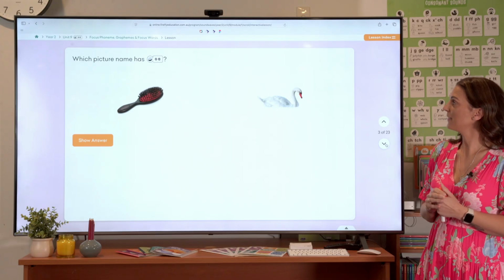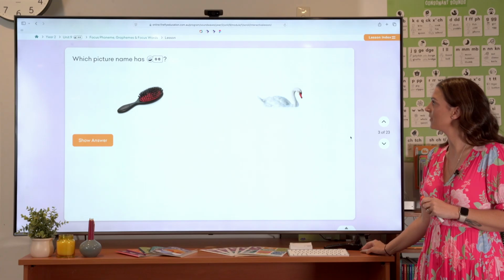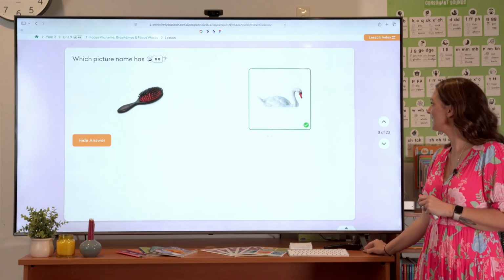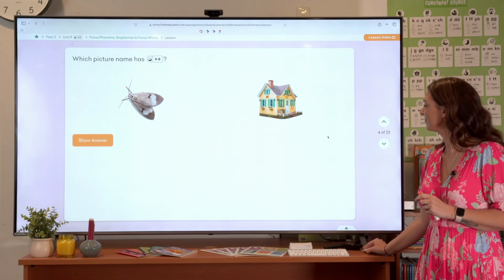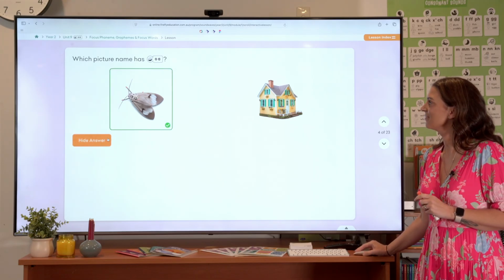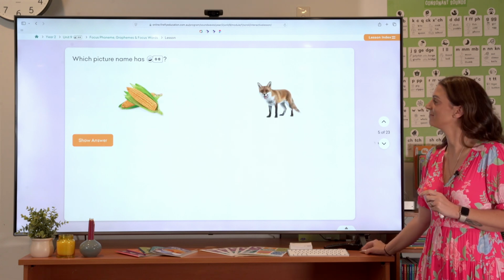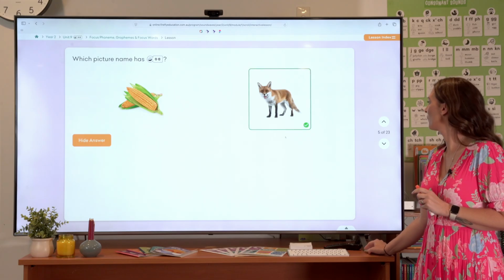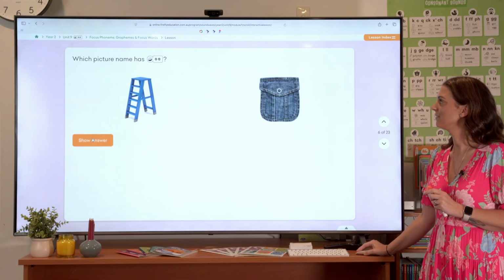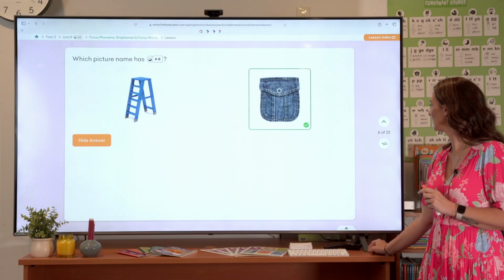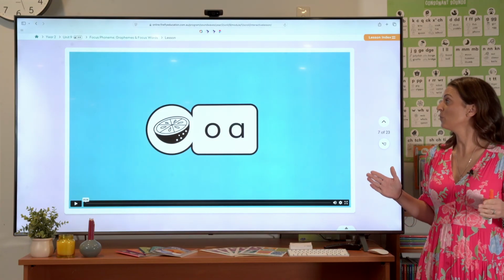Okay, everyone, so which of our pictures here has got the sound O in it? Is it brush or is it swan? Fantastic. Moth or house? That's right. Corn or fox? Well done. Ladder or pocket? Okay, well done.